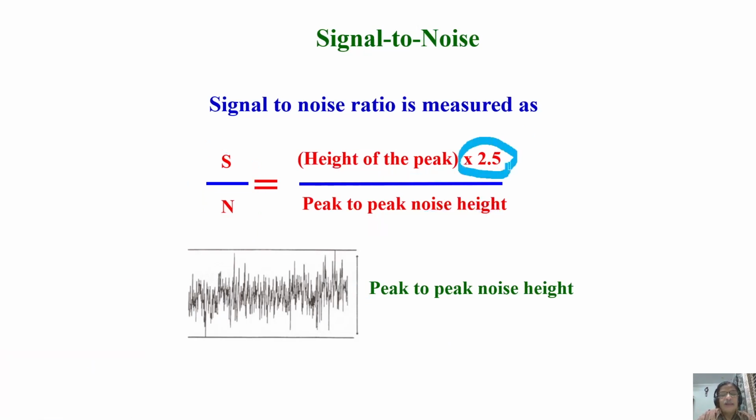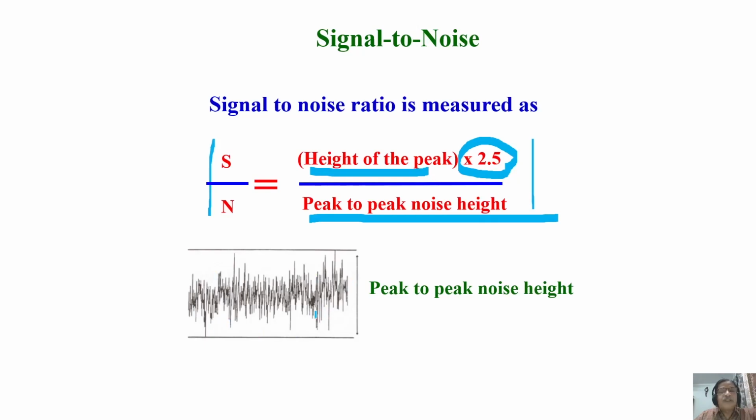You may ask me the question, why do I have to multiply by 2.5? It comes from noise theory. If you want to understand how to get the signal to noise ratio, you will get it, but we'll not go into that theory. I am giving you the final solution. For S by N, you have to get the height of the peak, multiply by 2.5 and divide by peak to peak noise height. Peak to peak noise height you will get like this. This is the noise.